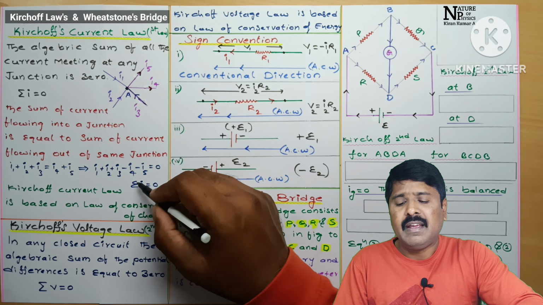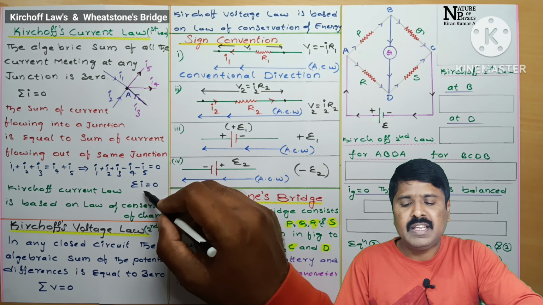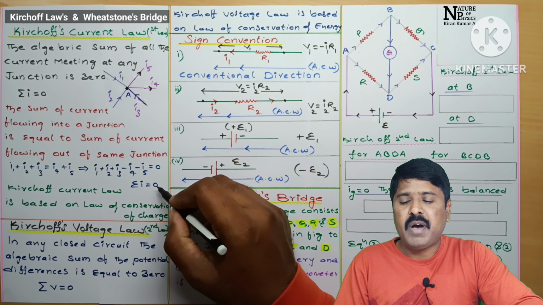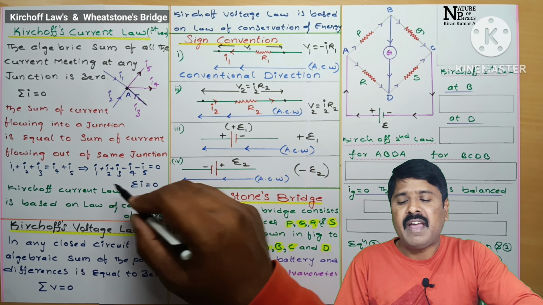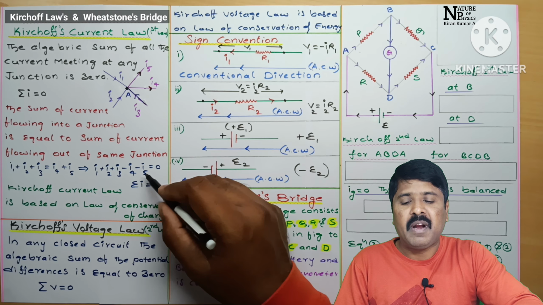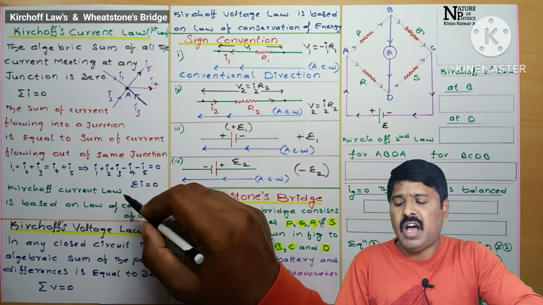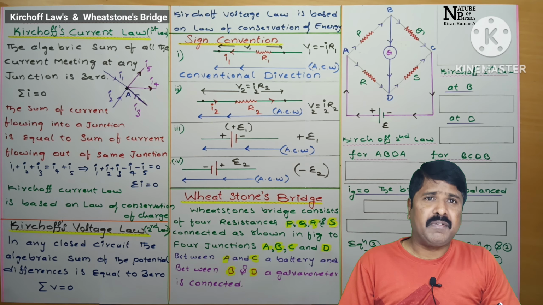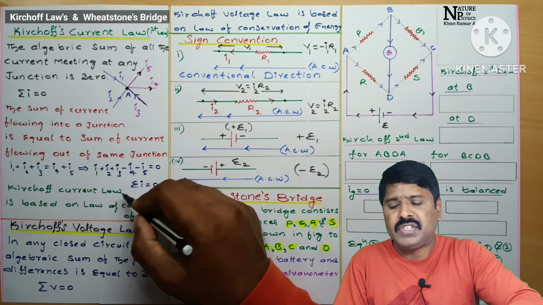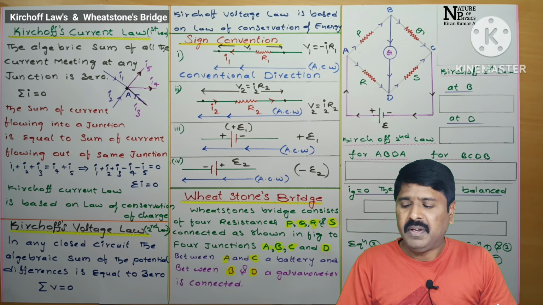But finally, the algebraic sum of the currents meeting at any junction is equal to 0. Sigma I is equal to 0, where I is equal to I1 plus I2 plus I3 minus I4 and minus I5. Okay, and Kirchhoff's first law obeys the law of conservation of charge, that is, Kirchhoff's current law is based on the law of conservation of charge.